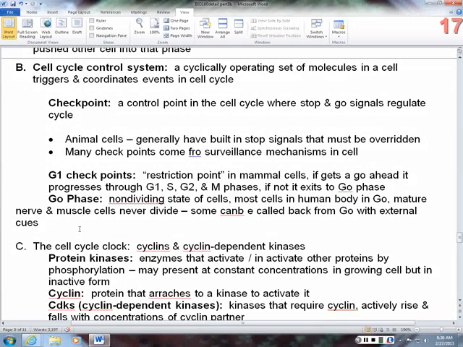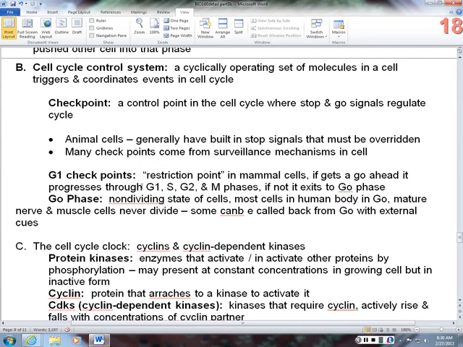Animal cells usually have built-in stop signals that have to be overridden. So by default, cell division will stop rather than just going on continuously. When they are overridden when they shouldn't be, that can allow uncontrolled growth, which is what can happen in a tumor. Many checkpoints come from surveillance mechanisms in the cell, looking to see what is going on in the cell and deciding whether to divide or not.